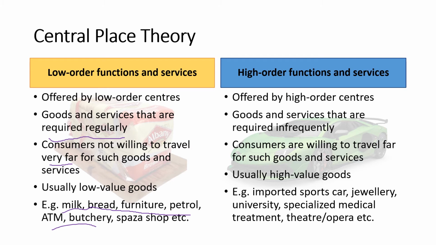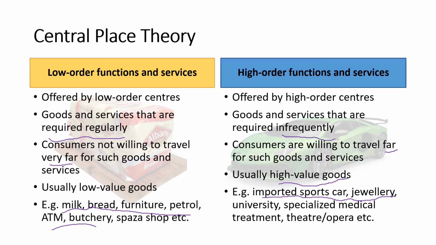Now let's compare this with higher order functions, higher order services. And these, if we look at the examples, are very expensive items which we do not need very often, like expensive sports cars, jewelry, things like university, or maybe special medical treatment that you can't find in other places. These are things that are high value, they are expensive, and I will use them very infrequently. So because people use these very infrequently, they are willing to travel very far for such goods and services.